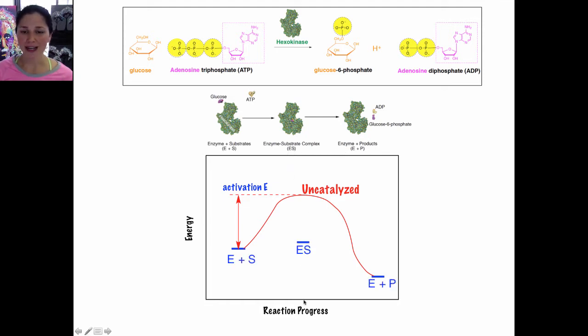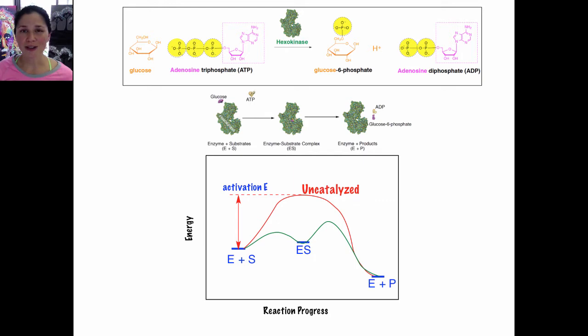This introduces an extra step, but in each step now, there's a very low activation energy barrier. So each one of the steps is much faster than the one step of the uncatalyzed reaction. This reaction would take 10,000 years if it was not catalyzed. Yet in our cells, it happens thousands of times per second. Hexokinase was the example that we saw in class.